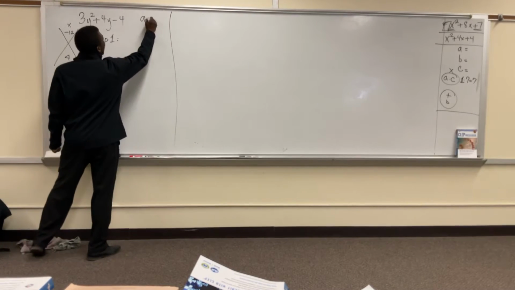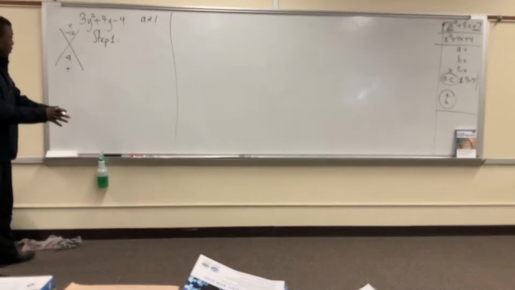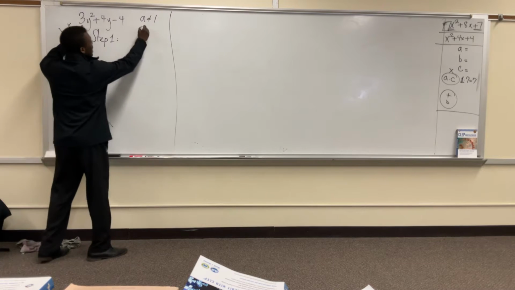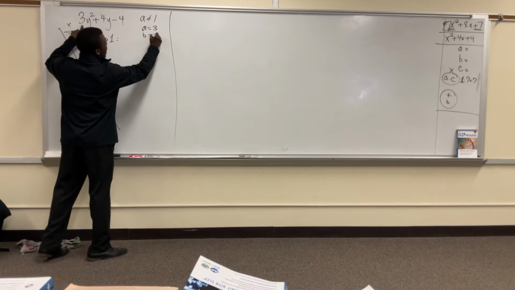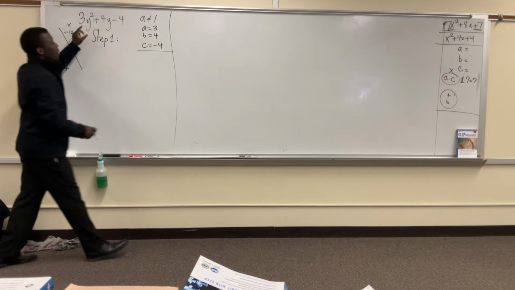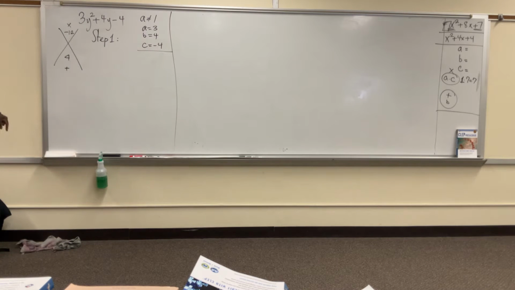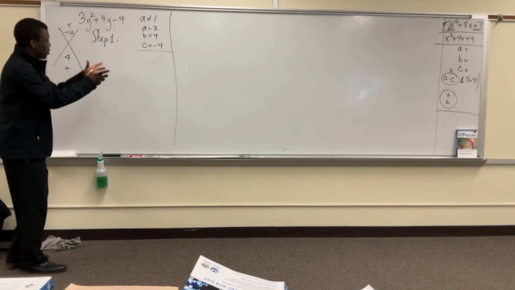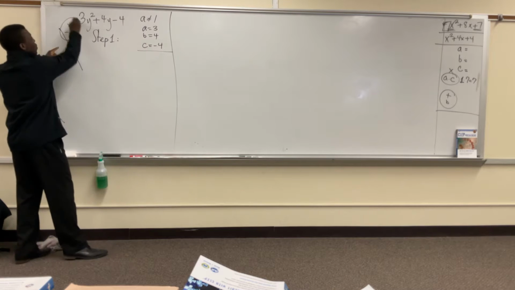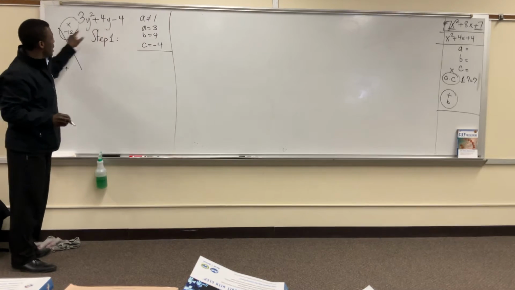So when a is not equal to 1 in a polynomial, because here a is 3, b is 4, and c is negative 4. When you have a polynomial with a, b, and c, and you're trying to factor it, the first step is to multiply the two of them, a times c, and you get negative 12.